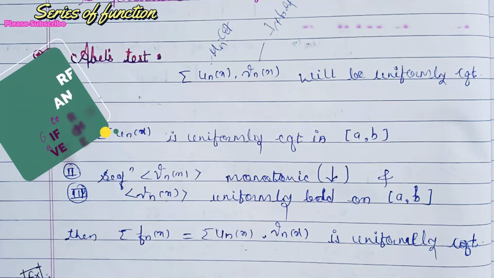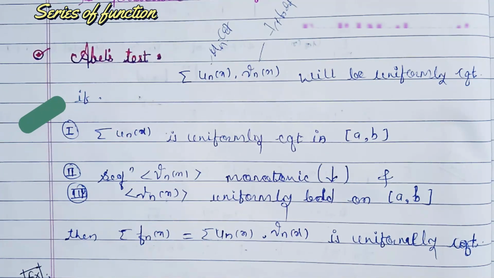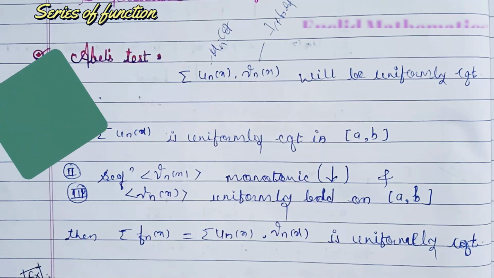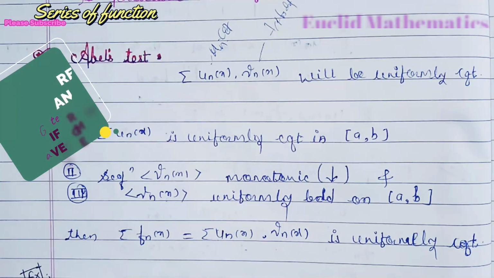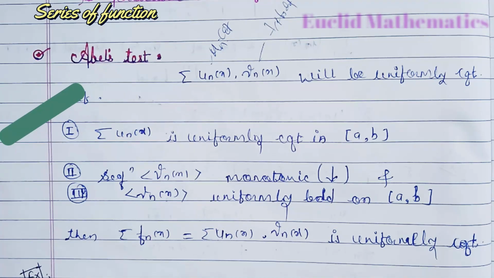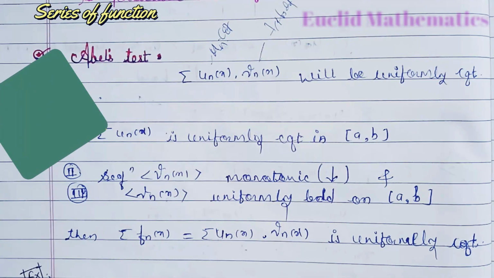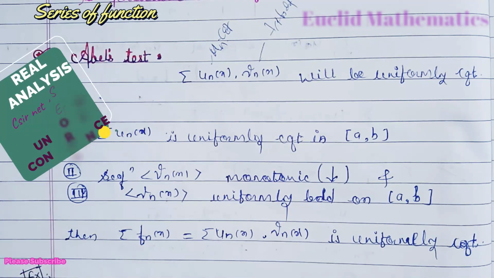So in today's video, I'm going to explain Abel's test for uniformly convergent series. If we want to check whether a series of functions is uniformly convergent or not, we apply Abel's test. Similarly, we use the Weierstrass test and Dirichlet test also. You can apply any one of them, but I feel that Abel's test is also one of the good tests with which we can get uniform convergence easily. So let's get started with today's lecture on Abel's test for uniform convergence of a series of functions.